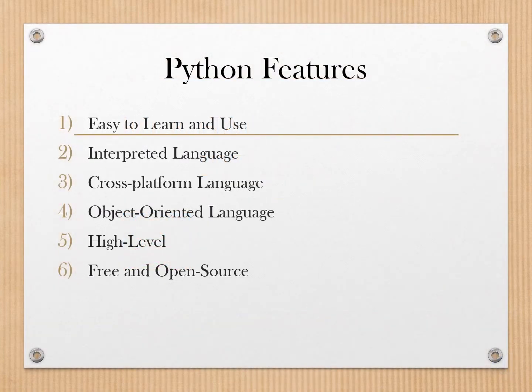It is a programming language which is easy to learn and use. It is also an interpreted language which executes code one line at a time. It is a cross-platform language which runs on multiple platforms like Windows, Linux, and Mac operating systems. It is an object-oriented programming language which emphasizes the concept of classes and objects. It is a high-level programming language which is also free and open source.